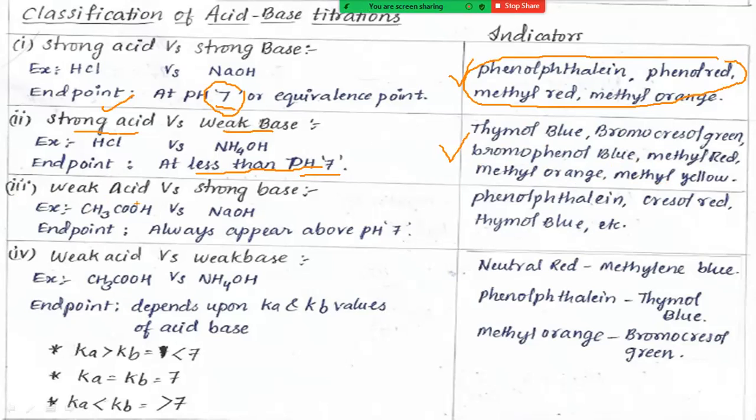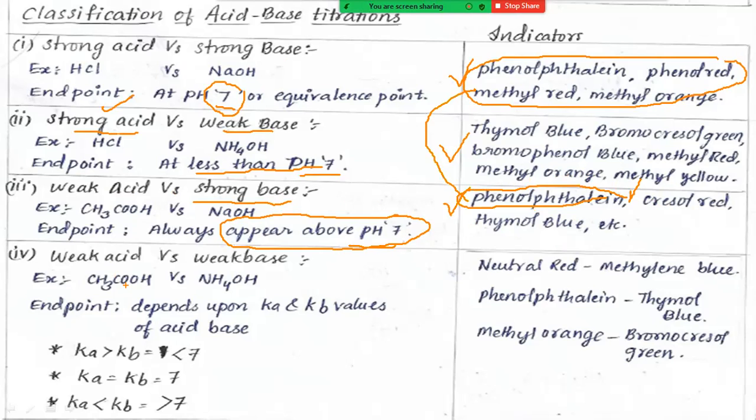And the third one is weak acid versus strong base. So here we have a strong base. So that's why the endpoint or equivalence point will be moving towards the right hand side. So here we can get more than pH 7 as the equivalence point. We can detect this equivalence point by using these indicators: phenolphthalein, cresol red, and thymol blue, right? So here phenolphthalein can be used for strong acid versus strong base, as well as weak acid versus strong base. This phenolphthalein is the indicator we mostly use in the laboratories.